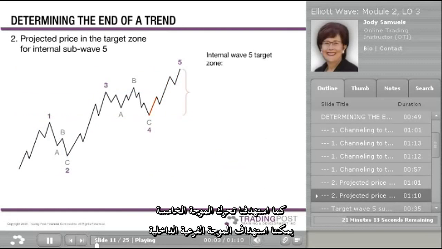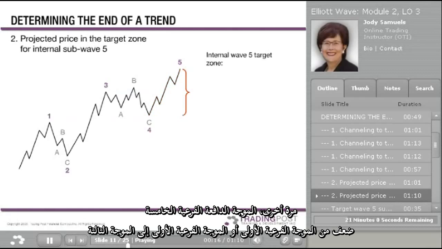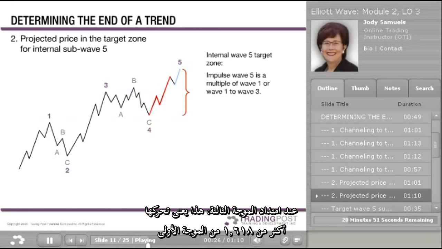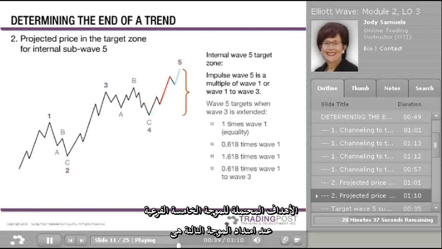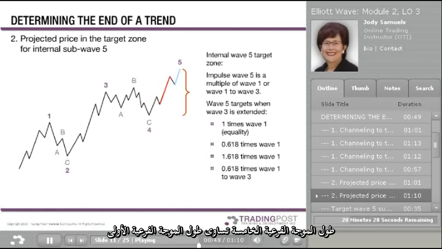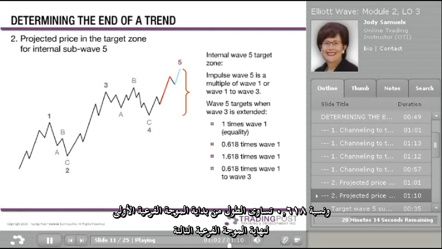Just as we target the wave 5 move, we can target the internal subwave 5 move, or the subwave 5 of wave 5 move. We do that in the same way as described in the previous slide. Again, the impulse subwave 5 of wave 5 is a multiple of subwave 1, or subwave 1 to subwave 3. When subwave 3 is extended, meaning that it has traveled further than 1.618 times the length of subwave 1, it means that subwave 5 will not likely be extended. The probable targets for subwave 5 when subwave 3 is extended are 1 times subwave 1, or equality with subwave 1, where the length of subwave 5 equals the length of subwave 1, 0.618 times the length of subwave 1, 1.618 times the length of subwave 1, and 0.618 times the length of the start of subwave 1 to the end of subwave 3.